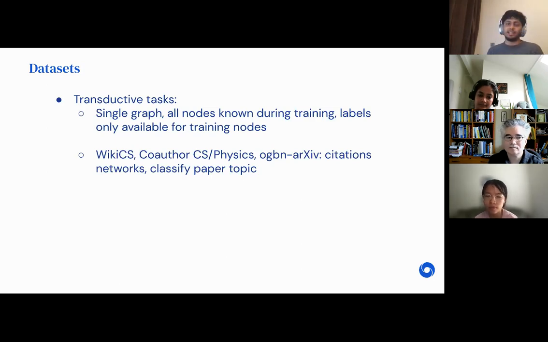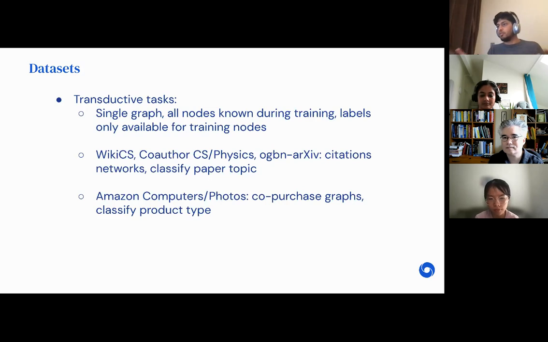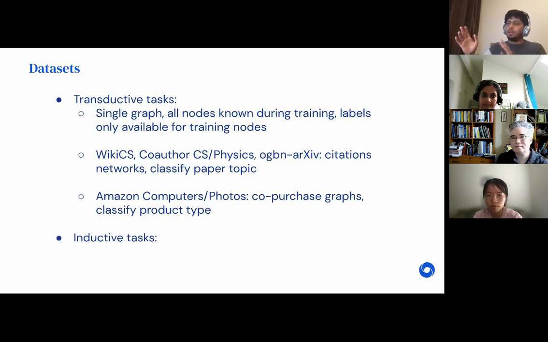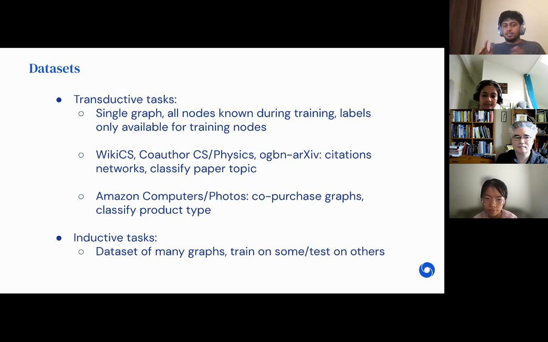So in this, we have some citation networks where the task is to classify the paper topic, and the nodes are papers and their edges between papers that cite each other. And some co-purchase graphs where the nodes are some items on Amazon. And edges between things that are frequently purchased together, and you want to classify the product type. And on the other end, we have inductive tasks, which means this data set consists of many graphs, right?